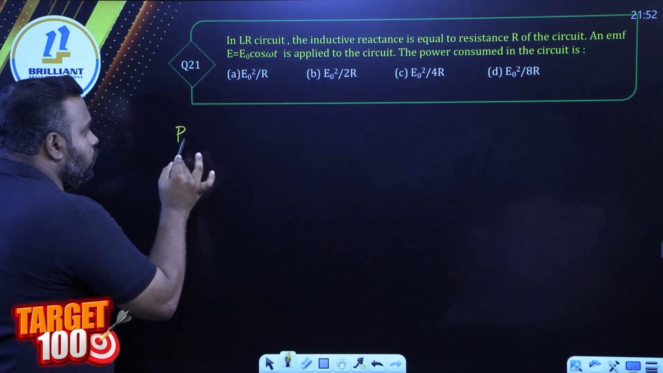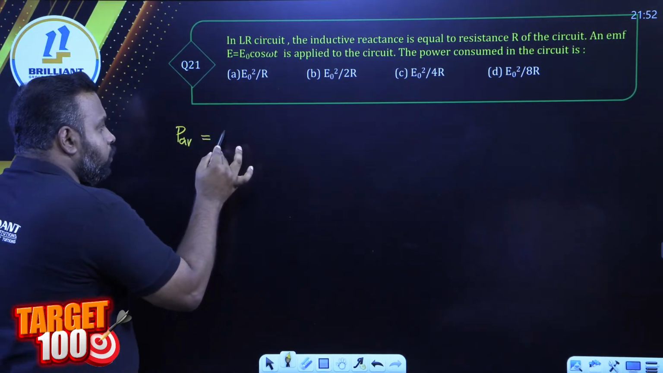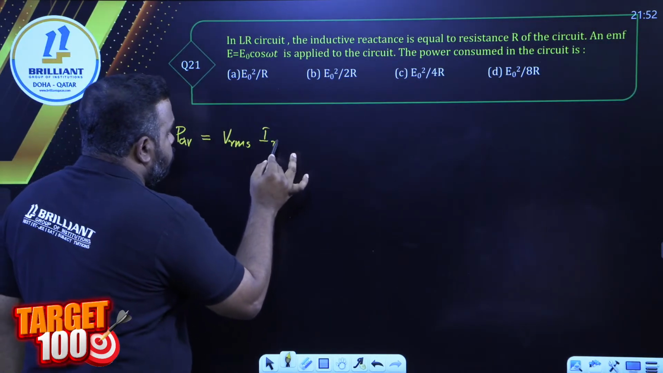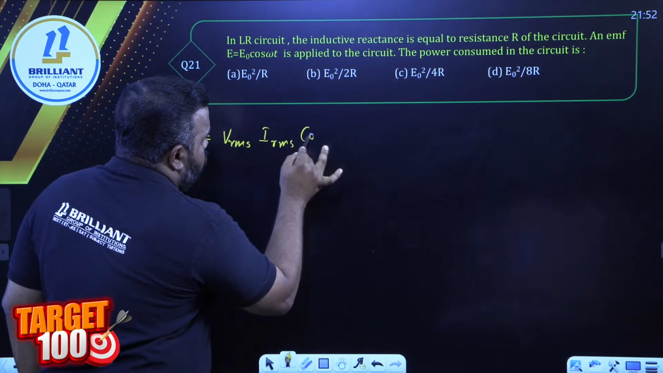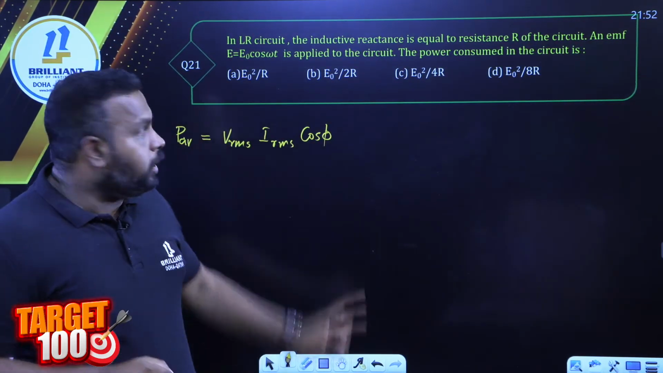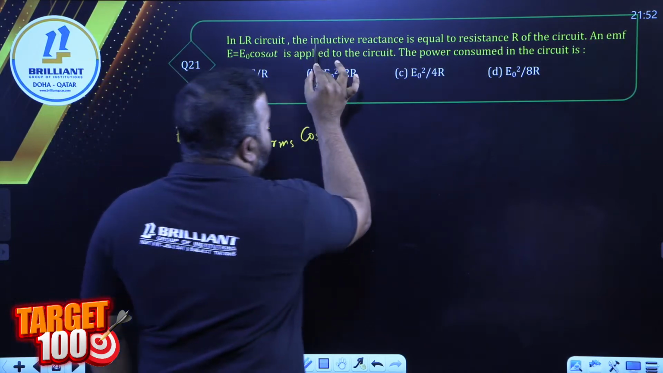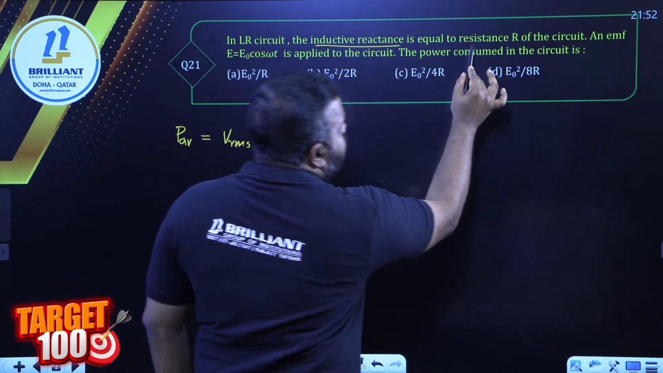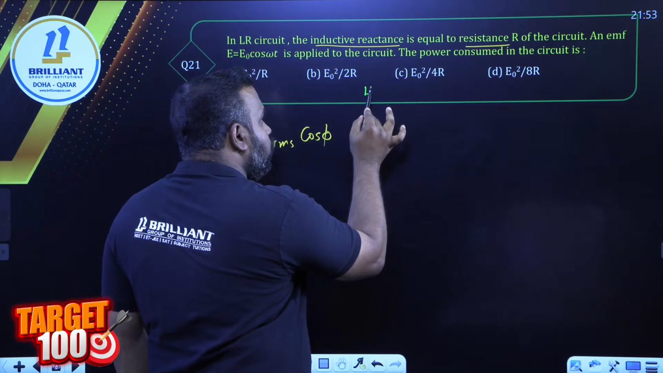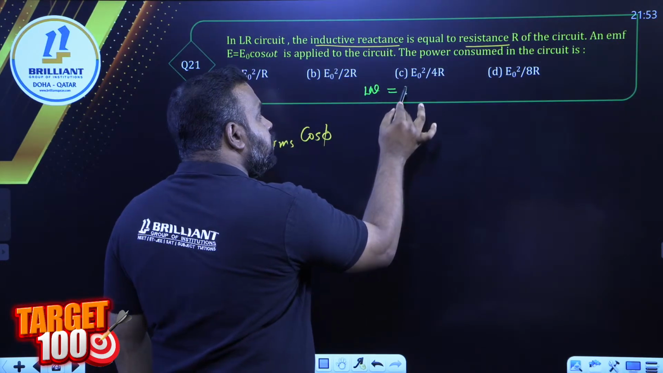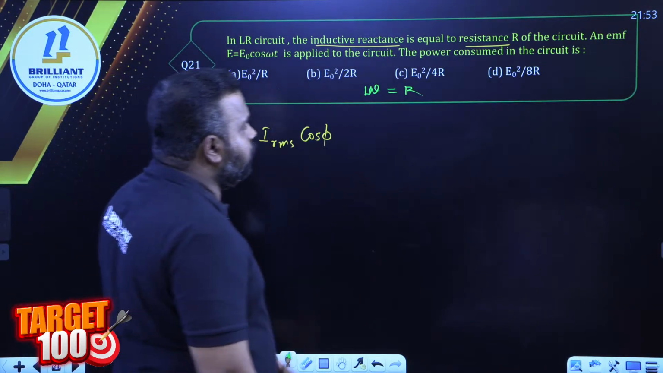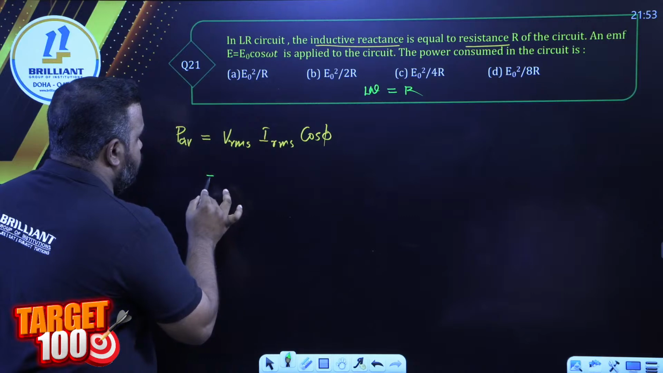P average. What is the formula for P average? V RMS I RMS into cos phi. This is the formula for average power. Now in this question, the important information is that inductive reactance is equal to the resistance. You know that inductive reactance means L omega. That L omega is equal to R, so their values are equal. Then what is the power consumption? So you can write it.